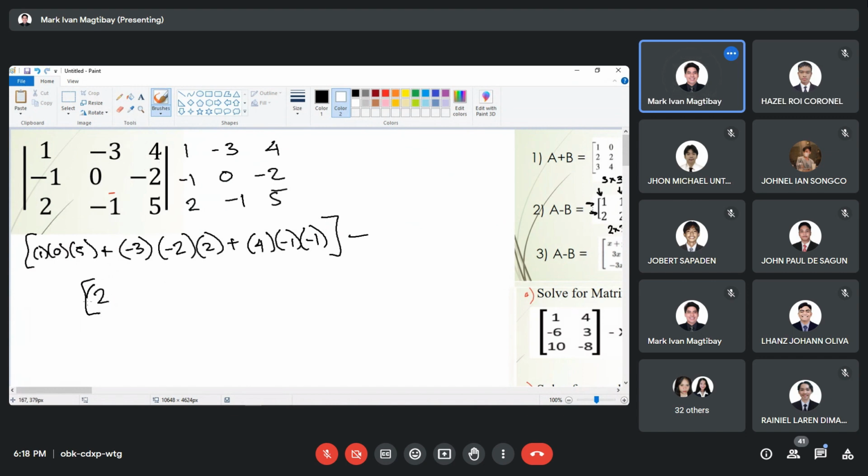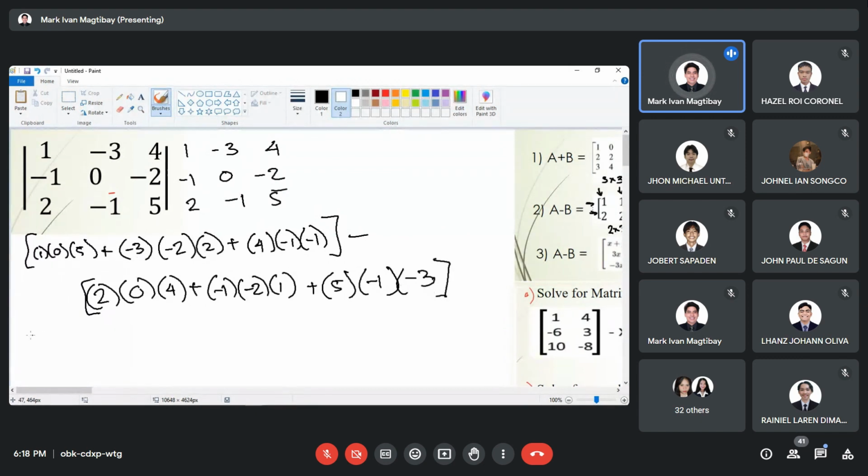2, 0, and 4 plus, ito naman, negative 1, negative 2, and 1. And then last po, itong 5, 1 at negative 3 natin, plus 5, negative 1, and negative 3 po natin. Okay? So, simplify muna po natin.